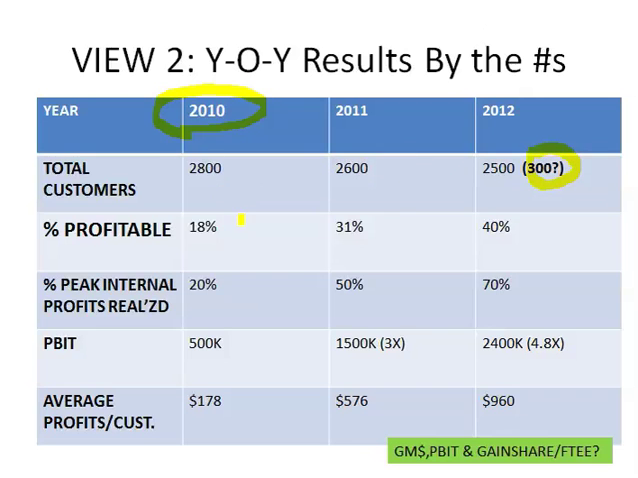But if you looked at the percent of customers that were profitable out of the total, the first year only 18% of all the customers were profitable. The next year 31% were, and the next year 40% were.